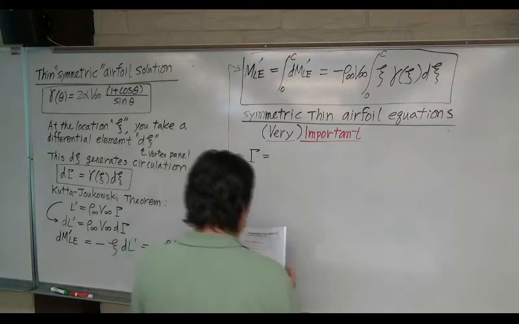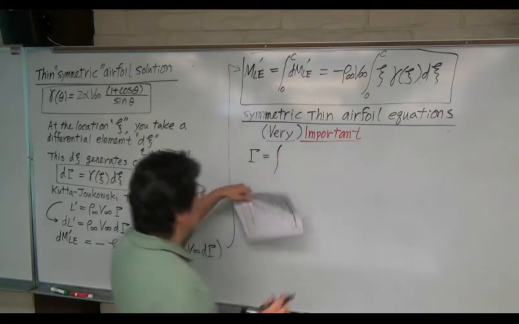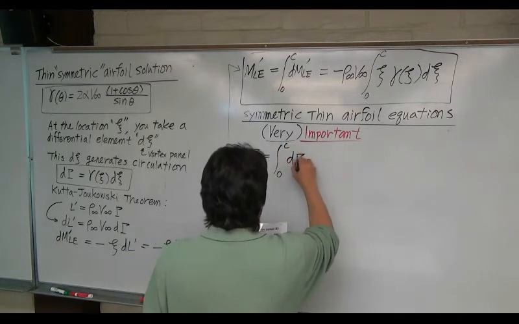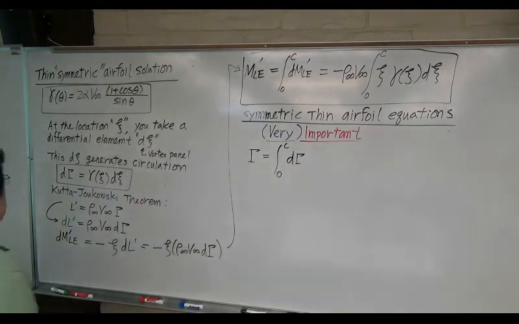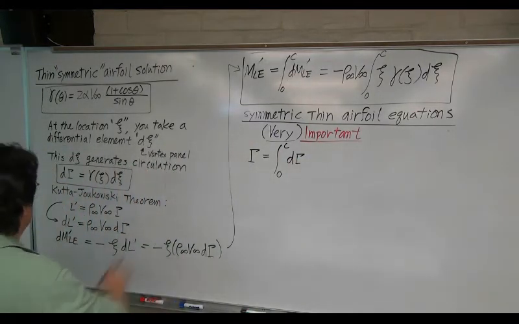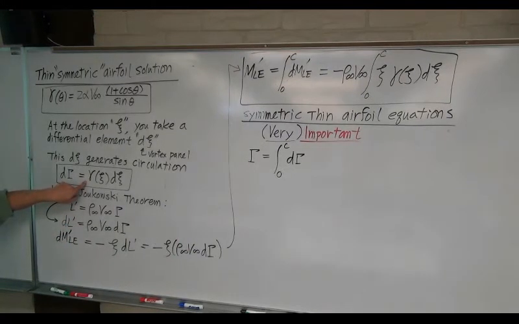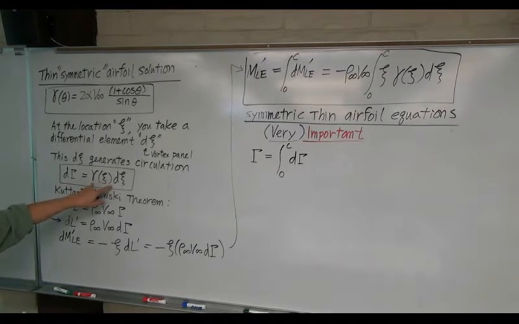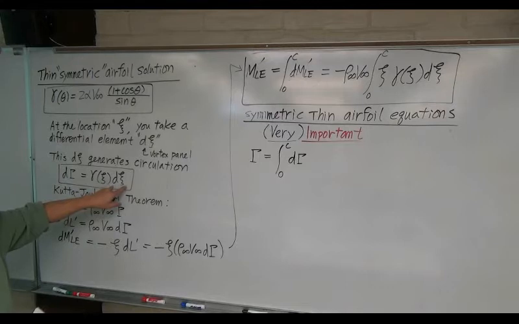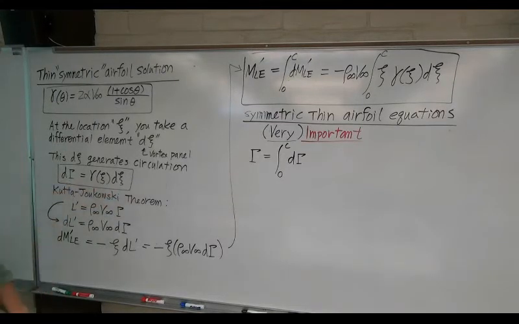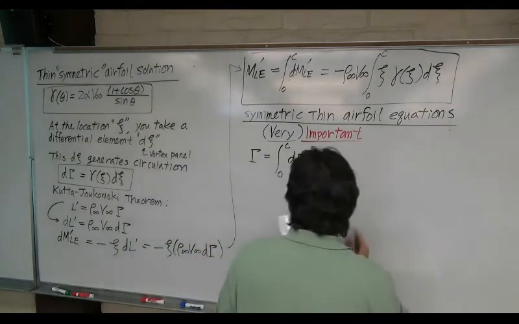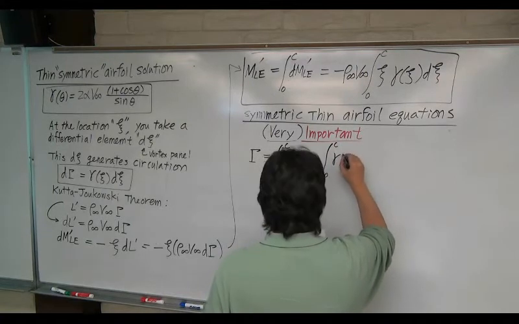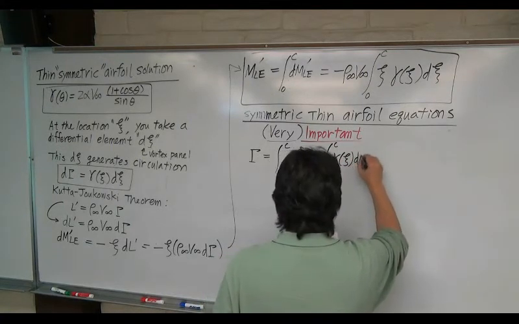Circulation gamma, this is the total circulation. Of course, this is the integral from leading edge to trailing edge of the differential element d gamma. Okay, so remember this d gamma: it is the circulation as a function of xz multiplied by the actual length of the element that is creating circulation. So this is going to be the integral from 0 to c of gamma as a function of xz dxz.